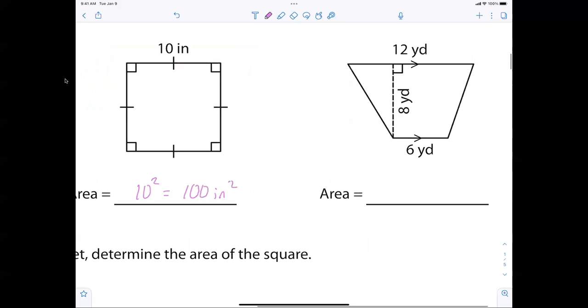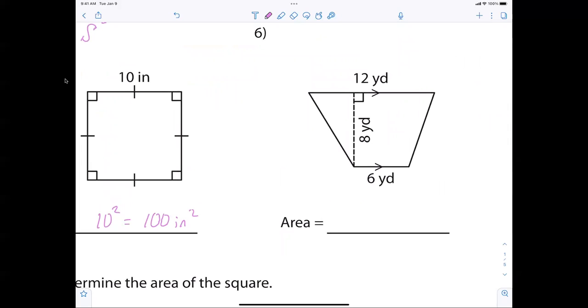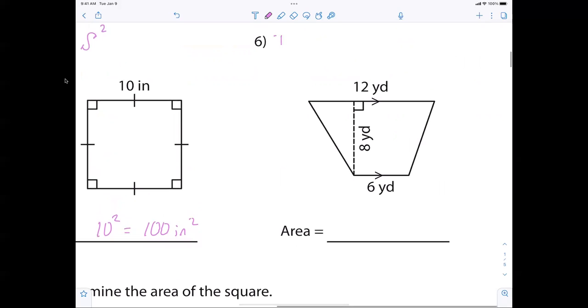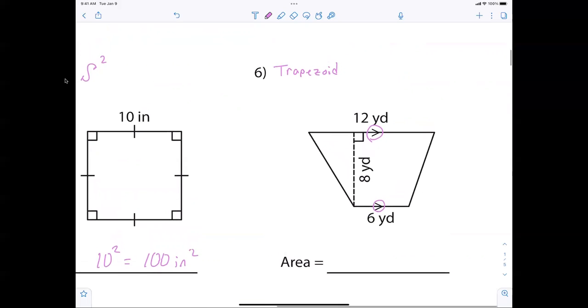Who remembers what that's called? What is it? Yes, thank you very much. It is a trapezoid. For those of you who forgot, that's a trapezoid. The reason why it's called a trapezoid is because 2 sides are parallel and 2 sides are not parallel. Does anybody remember the formula for trapezoid? Area of a trapezoid.